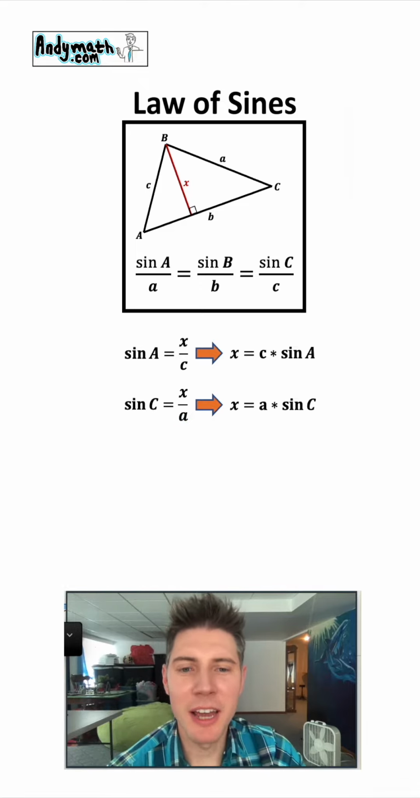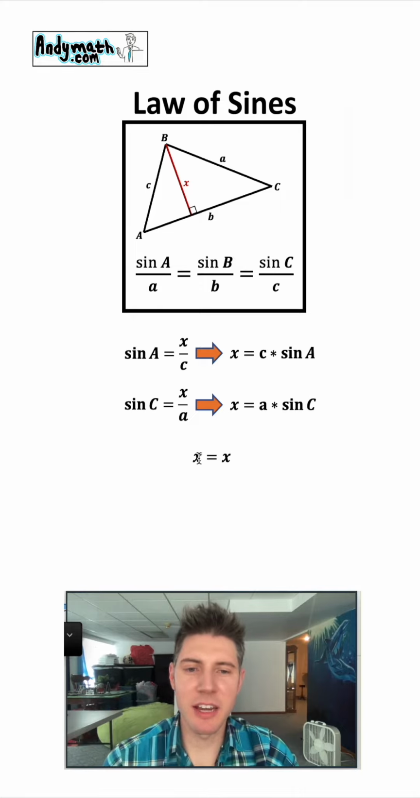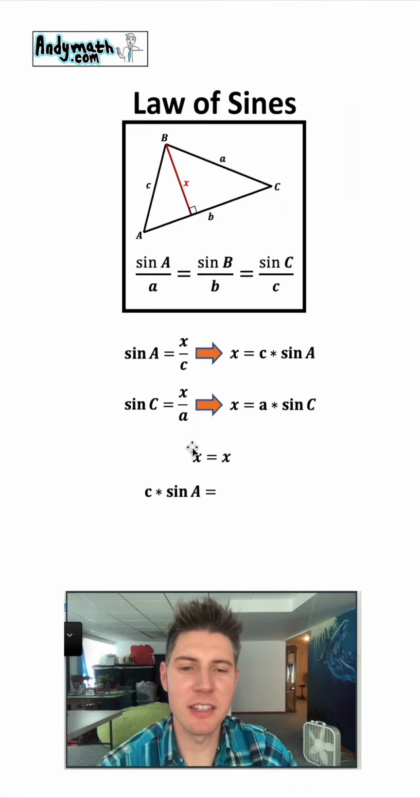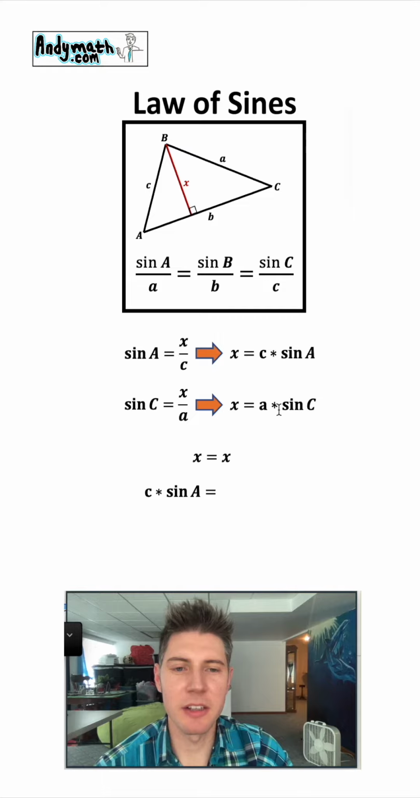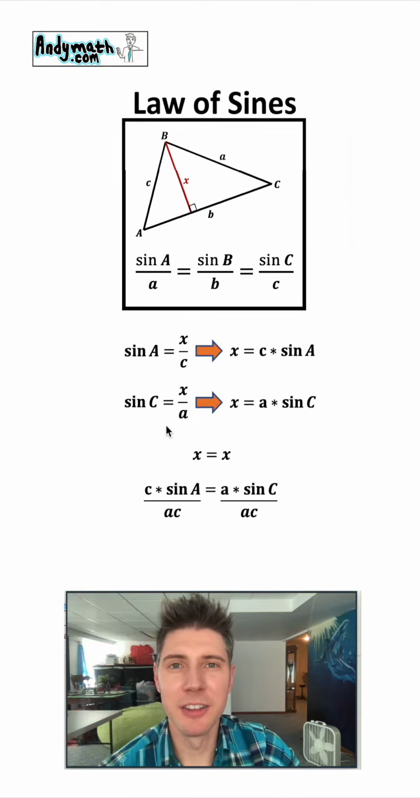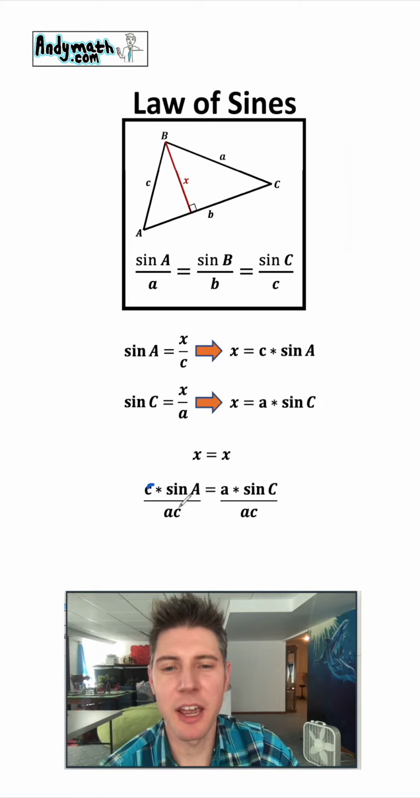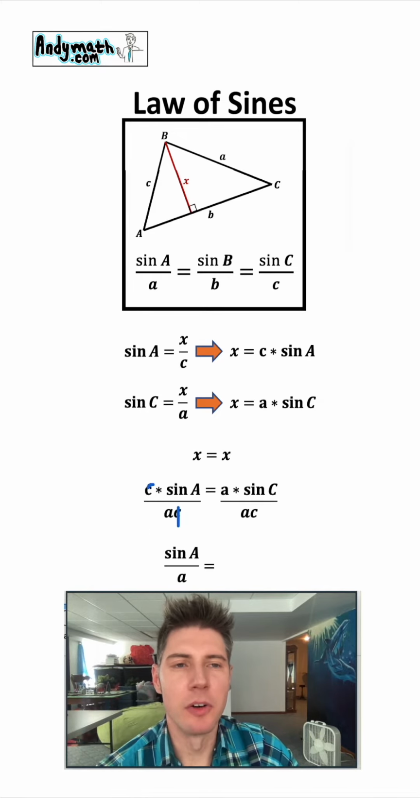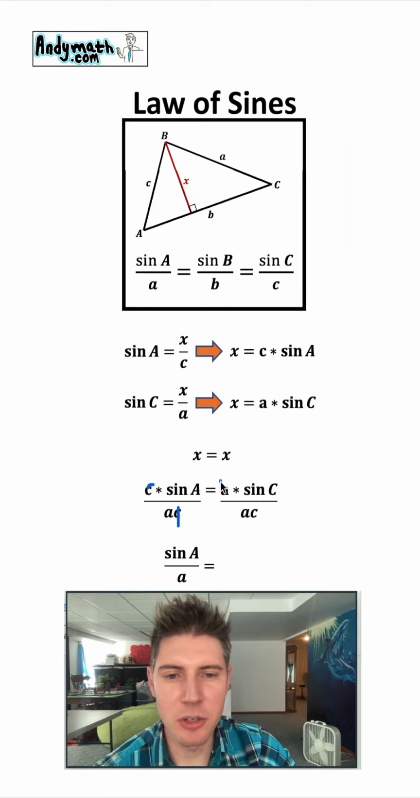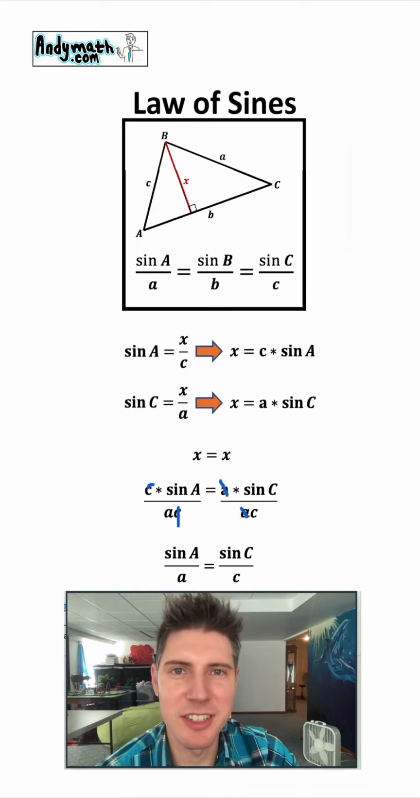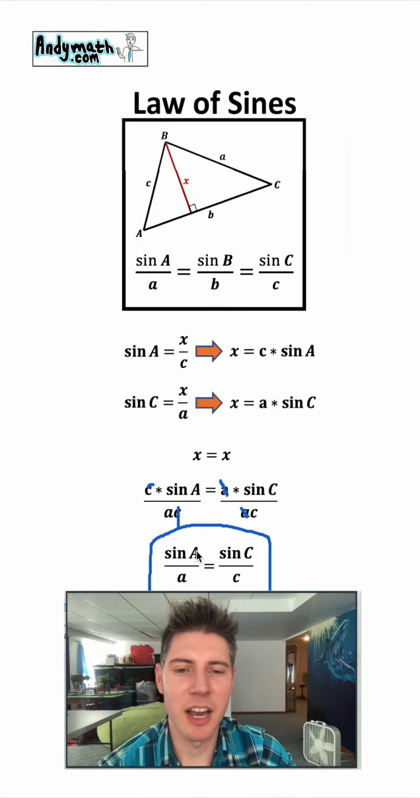Now we know that x is equal to x, so for this x on the left, let's plug in c sine a, and for this x on the right, let's plug in a sine c. Now if we divide both sides by ac, on the left-hand side, these two c's would cancel, which would give us sine a over a. And on the right-hand side, these two a's would cancel, giving us sine c over c. And now we're done. We have sine of a divided by a is equal to sine c over c.